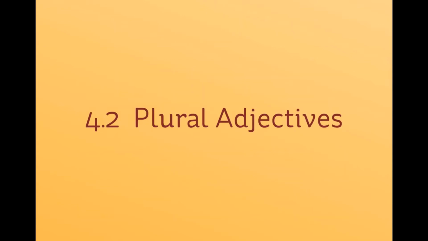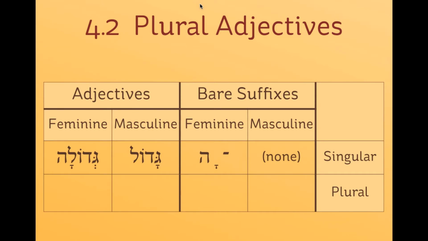And plural adjectives. Here's the chart of adjectives that we've seen, just the singular forms. We've seen that adjectives inflect for both gender and for number. So here's the adjective for big. And we've seen that the endings of adjectives are totally regular. They're like the endings on nouns, but without exceptions.